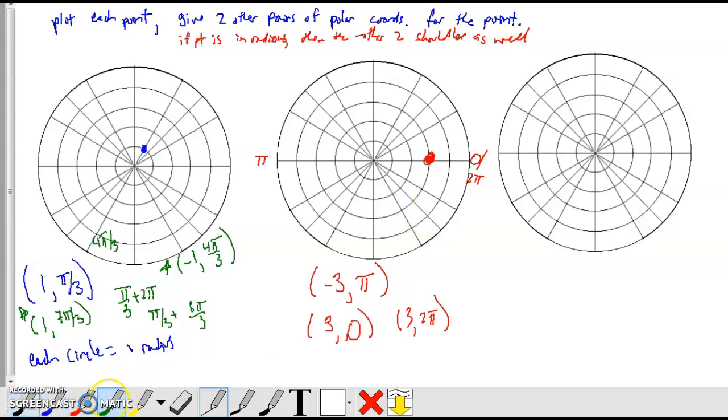Let's try one more. Let's do green this time, and let's do it in degrees. Let's say 2 comma 45 degrees. So 45 degrees is this line right here, and then 2 goes towards it, so 1, 2. That point would be right there. Okay, what would be another good point? If we just add the 360 to the 45, again, I can go towards it, so this would be 2 comma 405. Okay, so that's a good one.